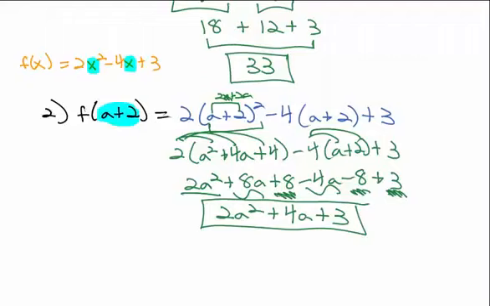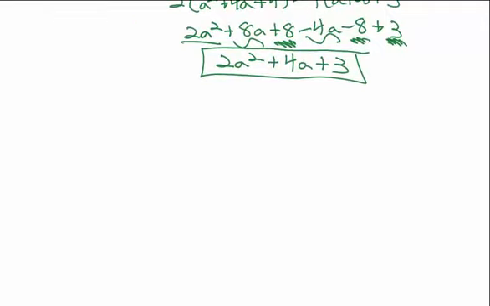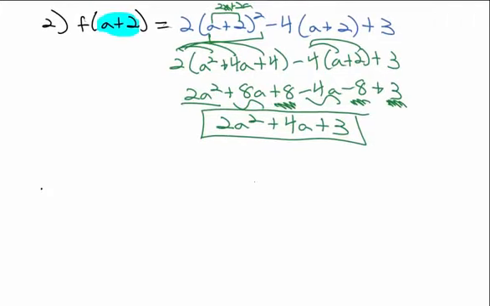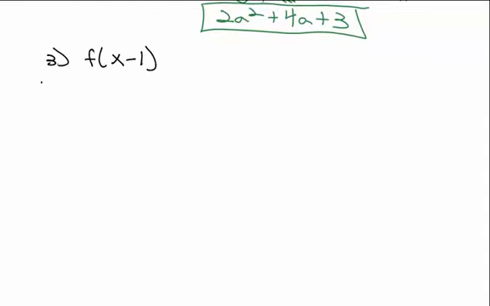We're simply replacing the variables, the x's, with what stuff goes into the function. So let's look at another one. We're on 3 now. Let's find f of x minus 1. And again, it's off my screen. So just as a reminder, we had f of x equal to 2x squared minus 4x plus 3.